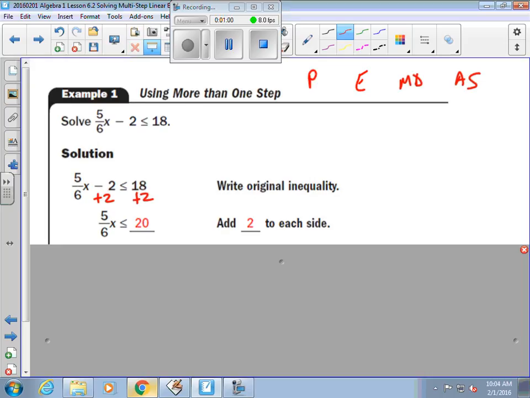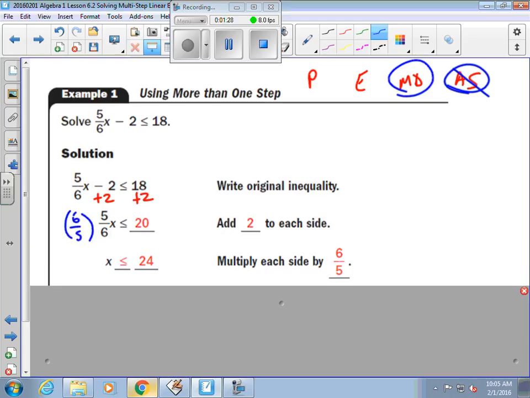Now you want to undo the addition and subtraction first. That's gone. You want to undo any multiplication and division. We have 5 over 6 times x. Remember, you undo multiplication by dividing. But since we're dividing by a fraction, remember, we can undo dividing by a fraction by multiplying by its reciprocal. 5 over 6 multiplies by 6 over 5. It's the same thing on both sides. So you multiply each side by 6 over 5.